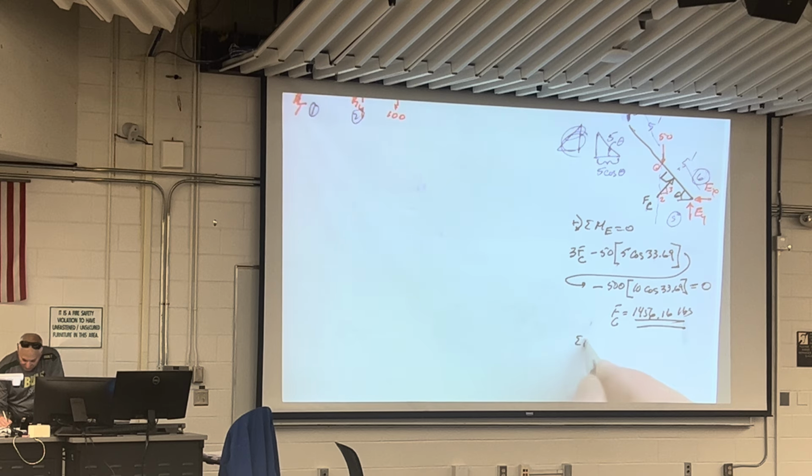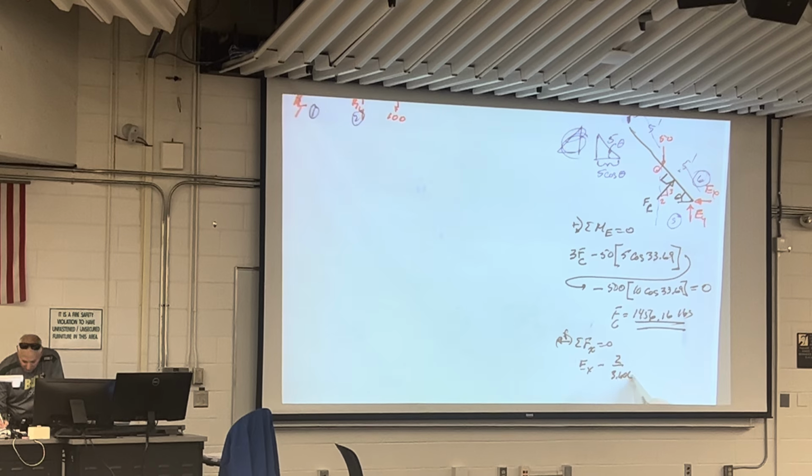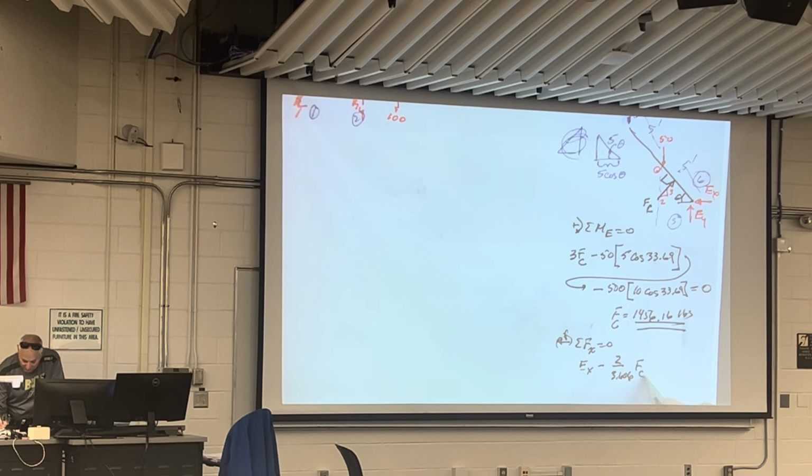Sum of forces in the x equals 0, positive to the left, that says Ex minus 2 over 3.606 FC equals 0.